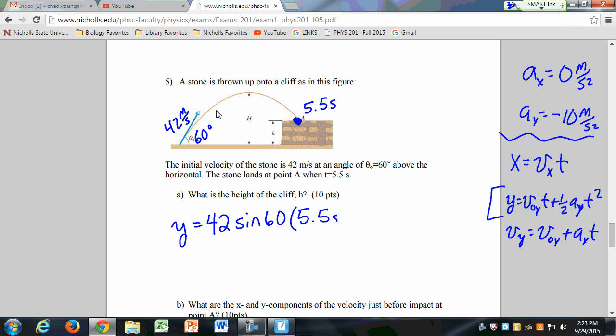At 5.5 seconds, this thing is right here. That's what it says in the problem. It lands at that point at 5.5 seconds. So if I want to know the height at that point, I just put in 5.5 seconds. Similarly, if I want to know the range at that point, I would put in 5.5 seconds for this equation, and that would tell me the x position. I can find the x or the y position at any time by using these different equations for the motion. Plus half of negative 10 is negative 5 times 5.5 squared, and that is what it is.